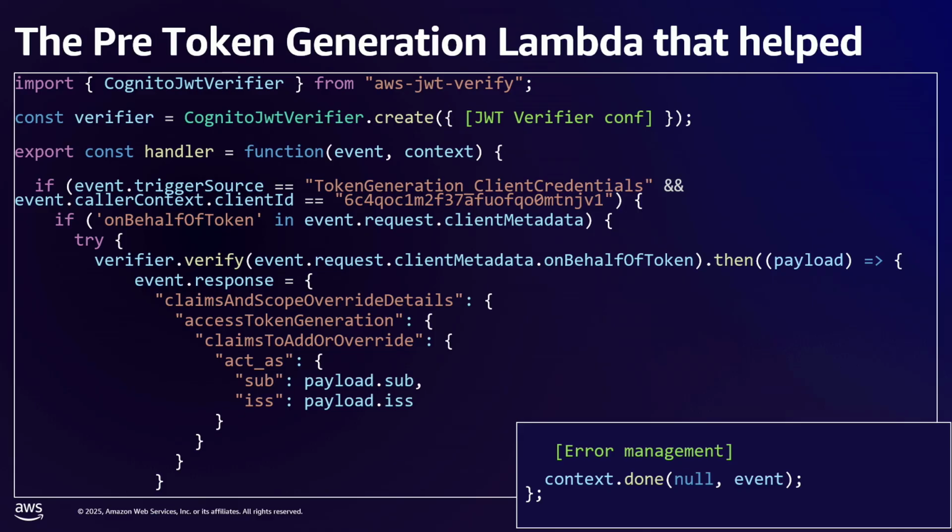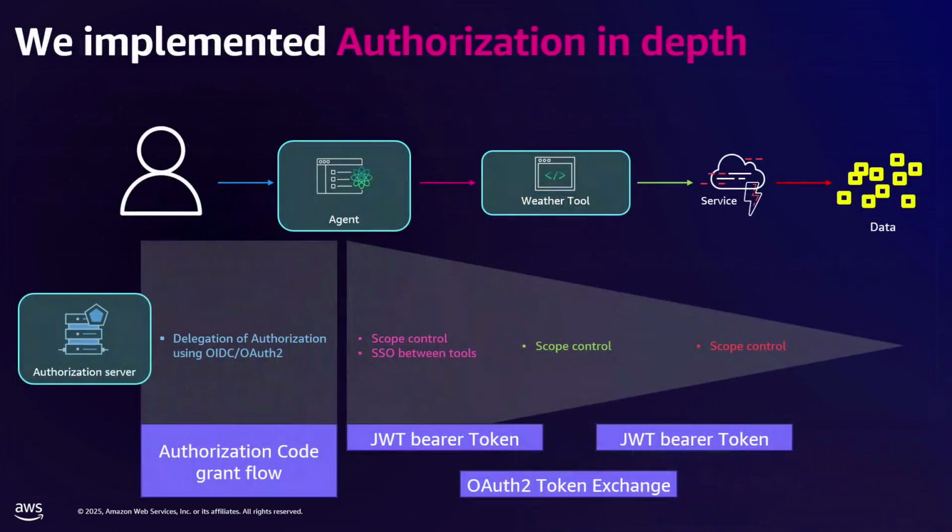That's a pre-token generation Lambda that Jeff showed you, where this is doing something that's pretty simple. It's more of validating the token and then looking at the information from the client metadata that's passed in, and then generating a token and adding those new claims.